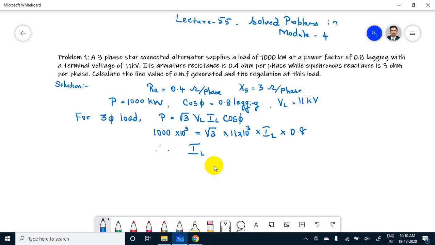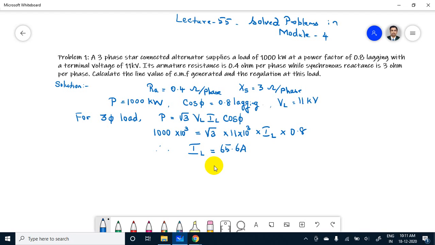Can anyone give me the reply? IL equal to line current. What is the value? Please unmute your mic and give me the reply. Sir, 65.60. Good. 65.6 ampere. This is line current.